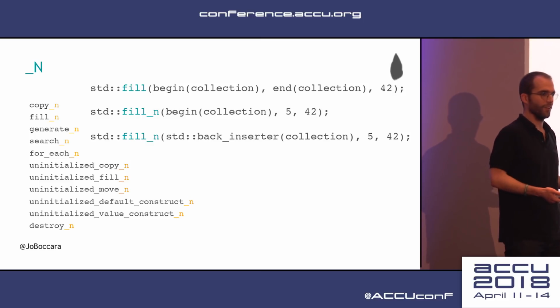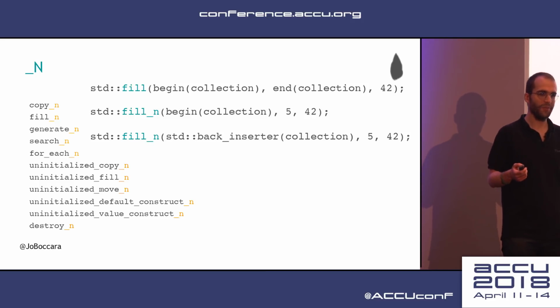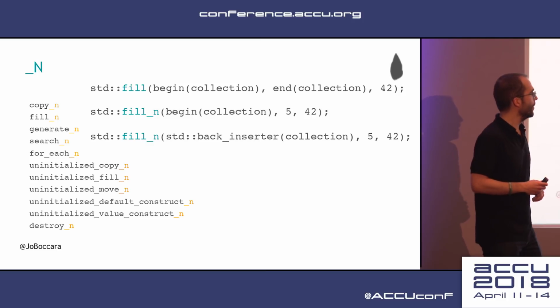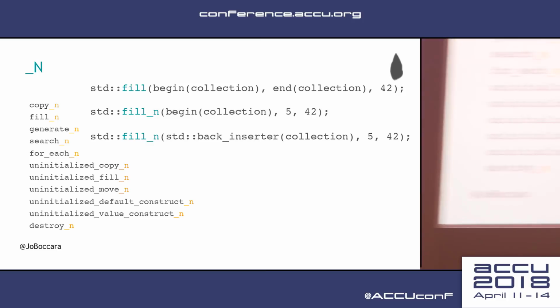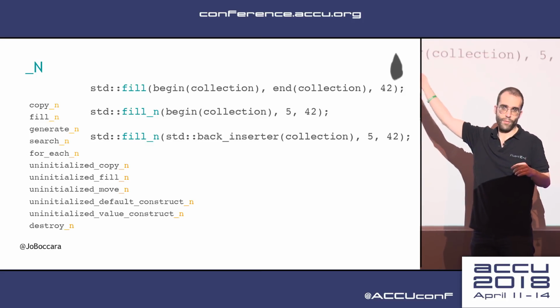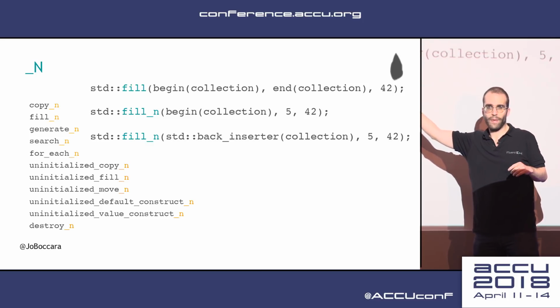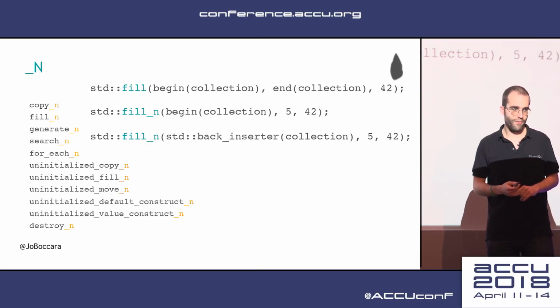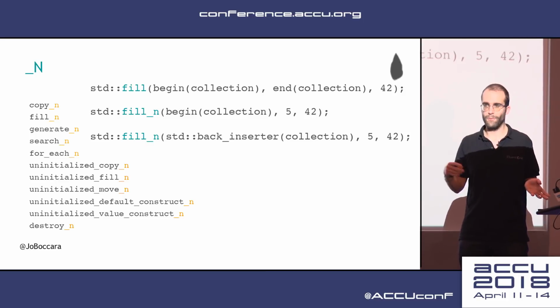Now, what do you think this does? Imagine I've got a collection that is a vector which is empty. What does this line do, in your opinion? So it's going to put a 42 5 times, starting from this iterator. And when you pass something to this iterator, it pushes back that value into the collection that it's bound to. So we're going to end up with a vector that contains 5 times the value 42. Make sense? All right.